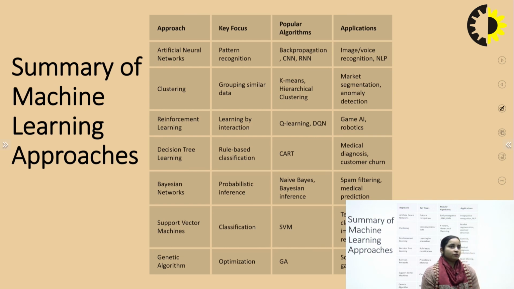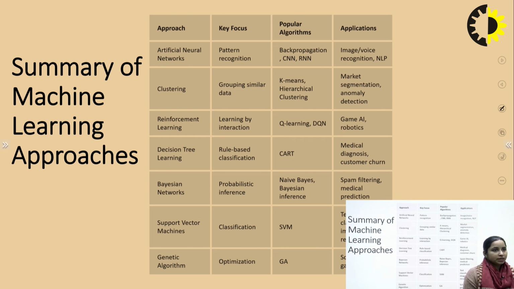Then in clustering, the focus was grouping similar data. The algorithms which can be used are k-means or hierarchical clustering. Applications were market segmentation or anomaly detection. Then in the reinforcement learning approach, the focus was learning by interaction. The algorithms were Q learning and DQN, deep Q network actually, and the applications were gaming, AI and robotics. Then decision tree learning is rule-based classification. It is used for classification and regression tasks. The applications were medical diagnosis and customer churn.